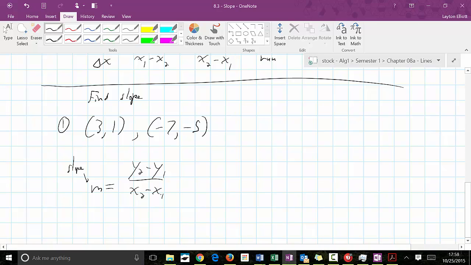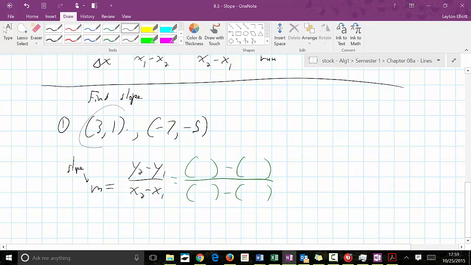Now, it doesn't matter which of these points we call x1, y1 or x2, y2. I just need to keep it consistent. So what I'm going to do is set this up where I'm just going to do something minus something over something minus something. That way I'm just filling things in and I'm not worrying about signs. I really want you guys to set this up for the first lesson, because then you're going to be less likely to mess signs up.